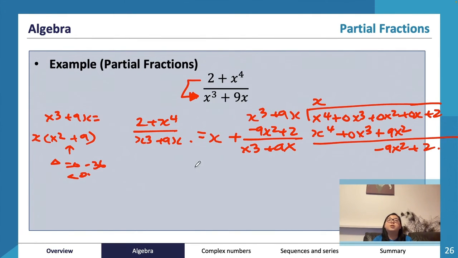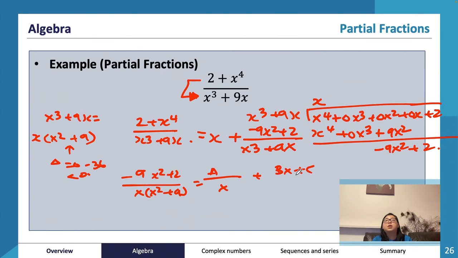So when we try and decompose that component, we'll get that negative 9x squared plus 2 over x squared plus 9 will be equivalent to a over x plus bx plus c over x squared plus 9. So then if we multiply across and make sure everything's multiplied across, we'll get negative 9x squared plus 2 will be equivalent to a(x squared plus 9) plus x(bx plus c).